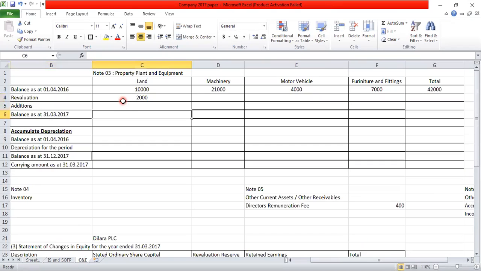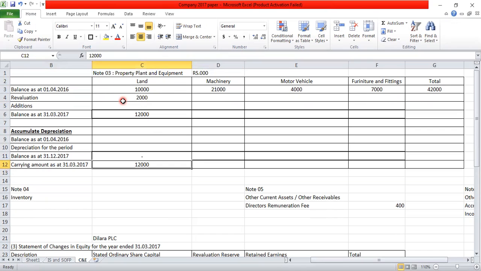Now I will consider here 12,000 is my final balance. There's no depreciation for land. So I'll take carrying amount as 12,000 down. So I'll keep here a dash. So that's how land is done. So I took the 2 million as 2,000. Better if I can put it in rupees. So now there's no depreciation for land. So I took 12,000 down.